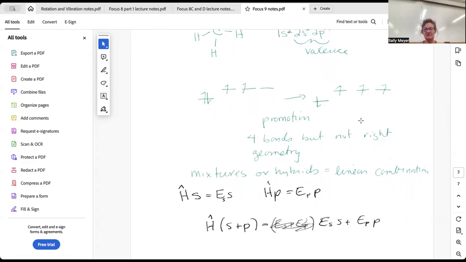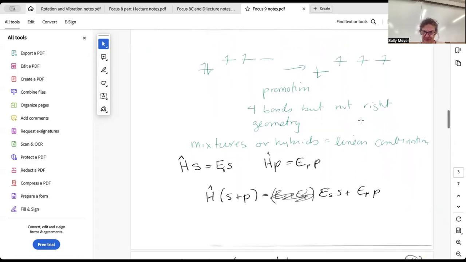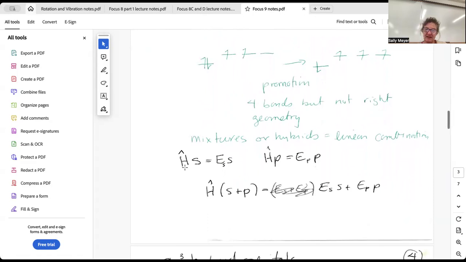So we're literally going to take these functions and we're going to add them together mathematically. And when you do that, if the Hamiltonian, so if you're solving Schrodinger's equation and using the s function, because that is a solution we know, then you'd get back the energy of the s times the s function, and the same thing with p. And so if you did a sum of the two, you'd also get back a constant times the functions.